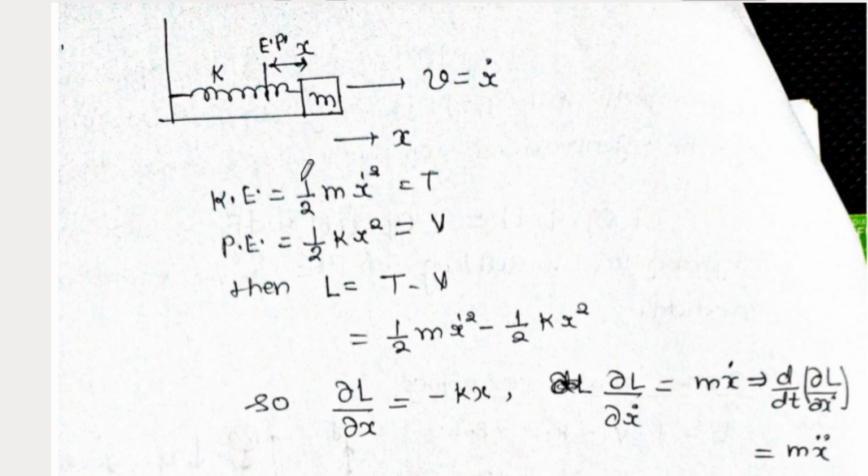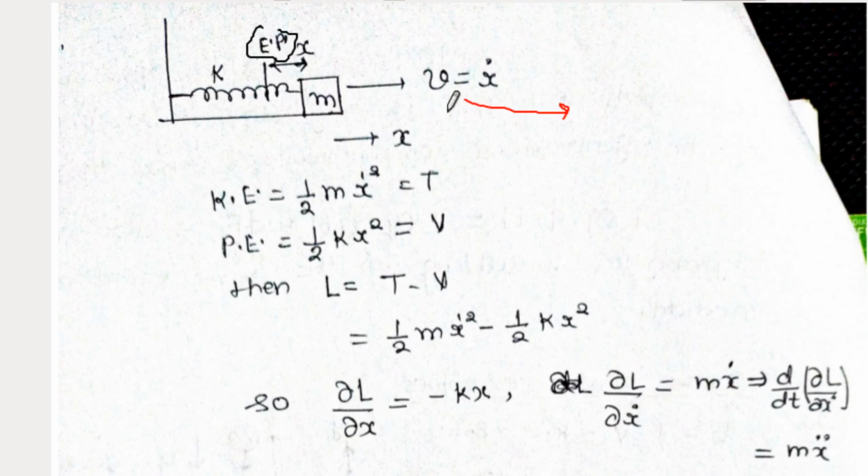So let us consider the first problem. Here is a mass-spring system where a mass m is tied to a spring on a horizontal surface. This is the equilibrium position. When you pull the mass along this direction from its equilibrium position and release it, it will oscillate horizontally along this direction.